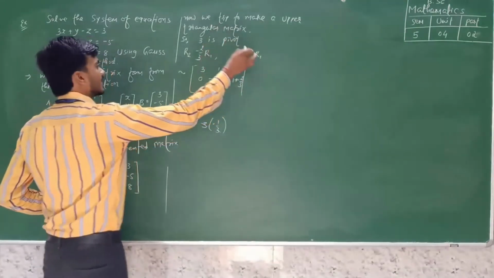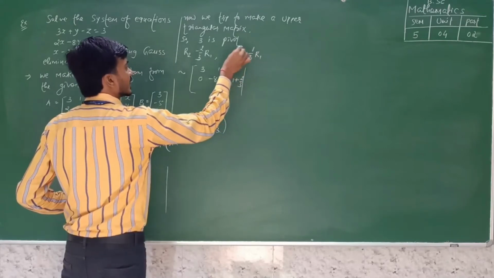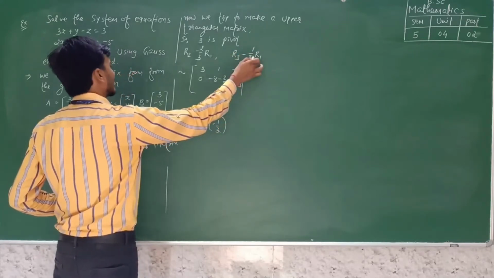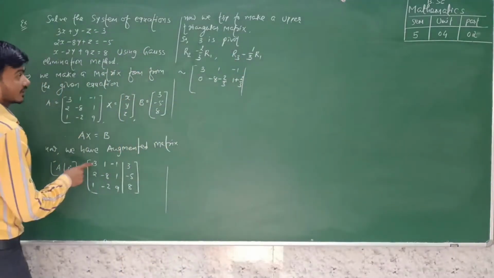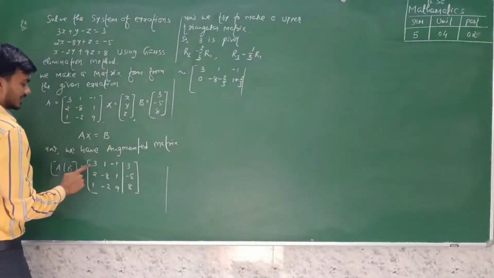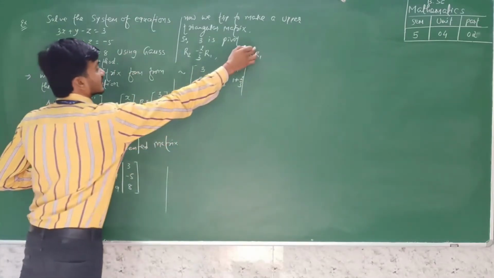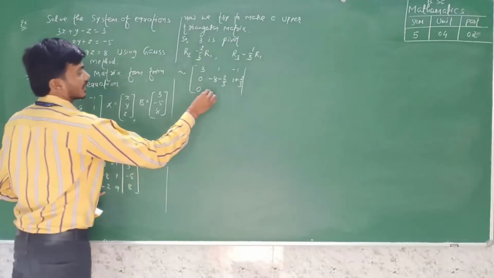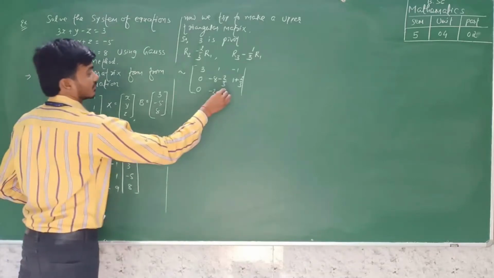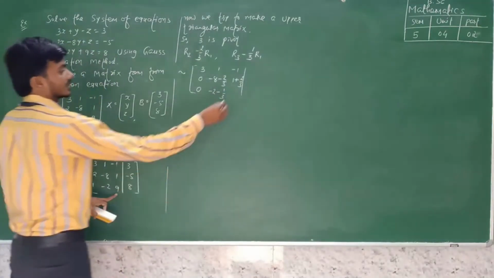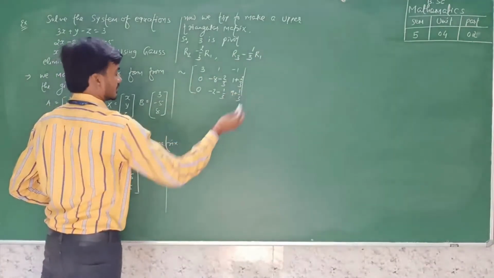So every element of the first row is multiplied by minus 1 by 3 and added into R3, and adding into R3 means changes in the third row. So 3 into minus 1 by 3 means minus 1 and adding in the third row, so 0. 1 into minus 1 by 3 means minus 1 by 3. Minus 2 here and minus 1 by 3 will be added. 9 here and minus 1 and minus 1 by 3, that means plus 1 by 3 can be added.